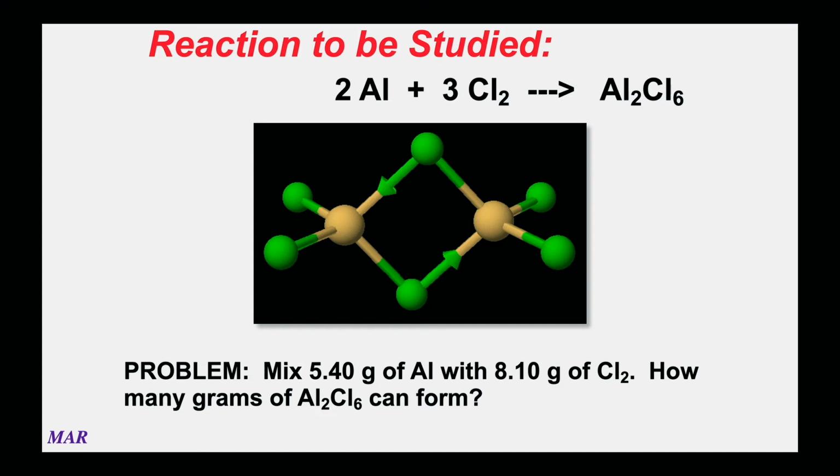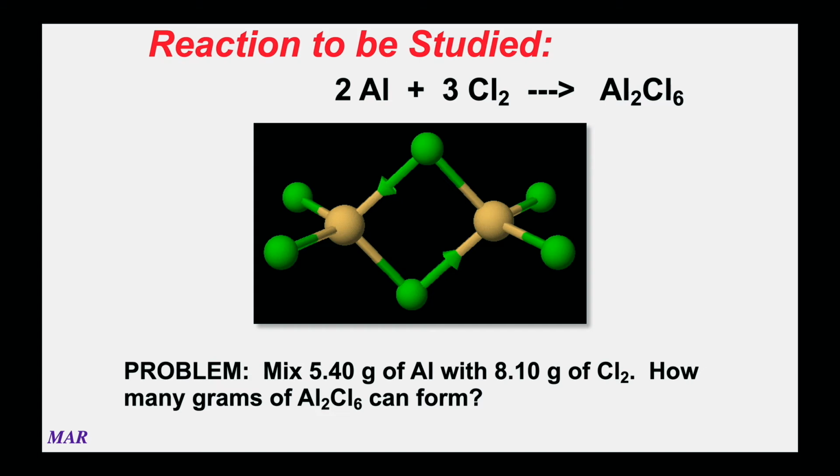The question is, we're mixing 5.40 grams of aluminum with 8.10 grams of chlorine, and it says how many grams of aluminum chloride can it make? And it might be tempting to just add 5.40 plus 8.10, and whatever that answer is, that would be your answer for Al2Cl6. And if the reactants are stoichiometrically balanced, which means the correct mole ratio, that process would work.